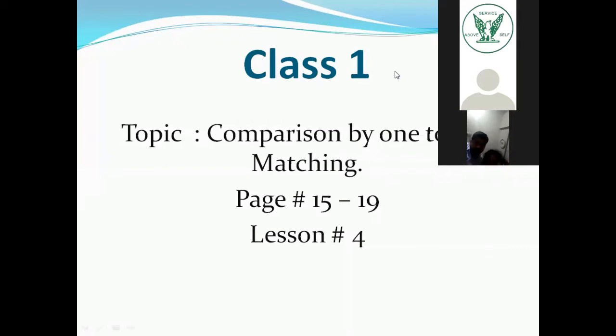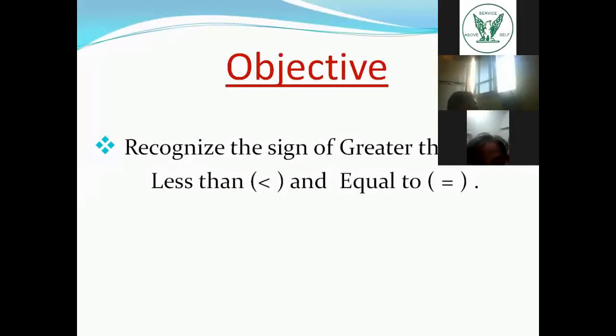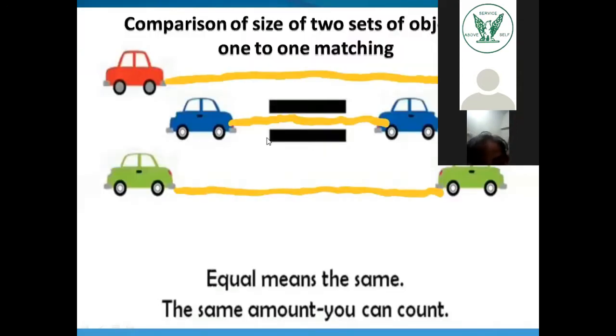Now we are moving to today's lecture, chapter number 4, comparison. The topic is comparison by one-to-one matching, page number 15 to 19, lesson number 4. Today we will learn to recognize the signs of greater than, less than, and equal to. I hope, inshallah, at the end of the lesson you will learn all these things. Now, let's learn to compare objects by one-to-one matching.